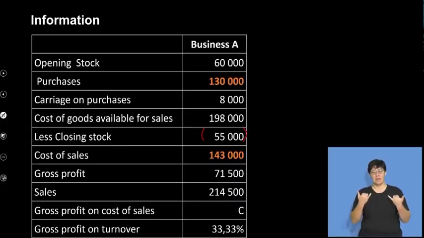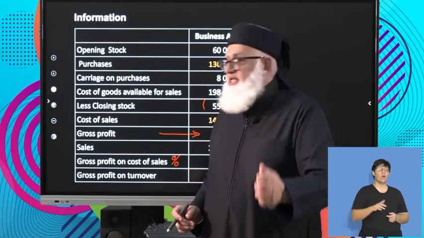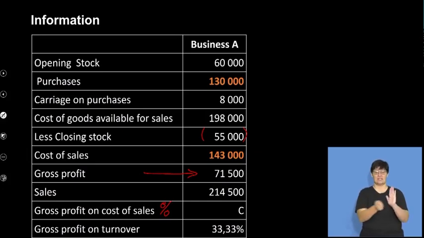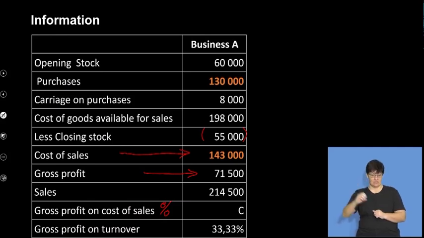Now moving forward, we are asked to also calculate C. Now what is C? C says gross profit on cost of sales. Remember, we want to calculate a percentage here. Therefore, what are we going to be doing now? Right. The indicator says gross profit on cost of sales. Let's identify. What is my gross profit? My gross profit is 71,500. Okay? So my gross profit is 71,500. They want it expressed as a percentage of cost of sales. And your cost of sales is something that you have calculated to be 143,000 Rand.